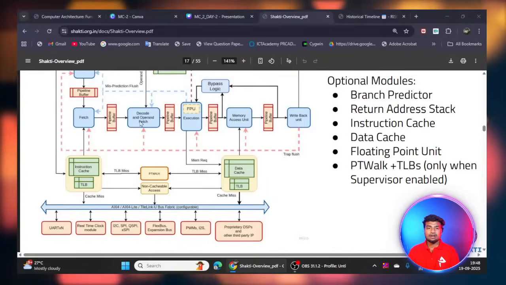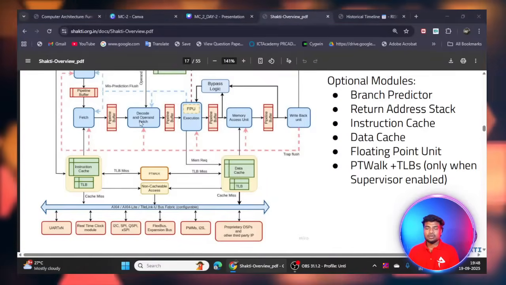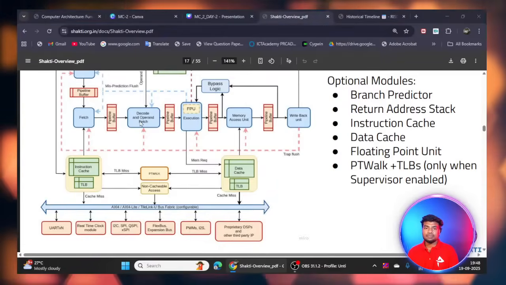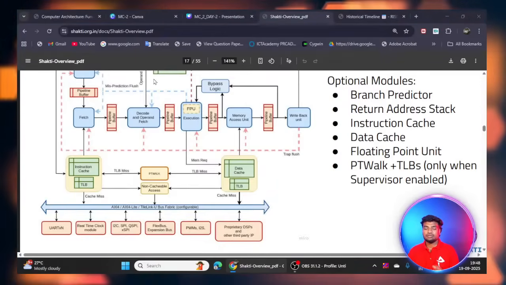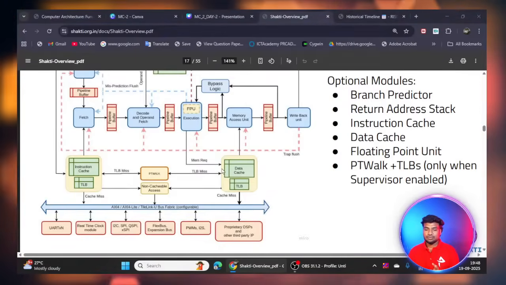It will look like this only. It will fetch the data, execute, and store into memory, and then we can get the data from the memory. So this is the basic flow of computer architecture.